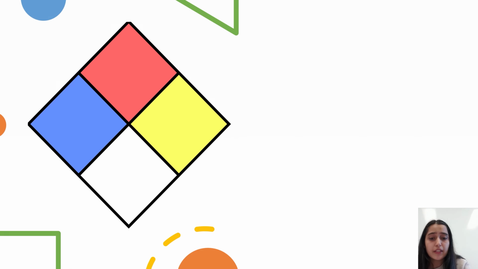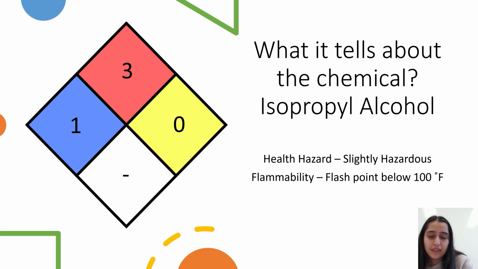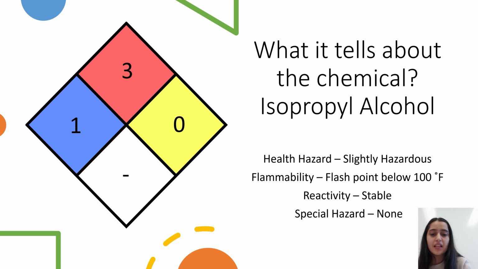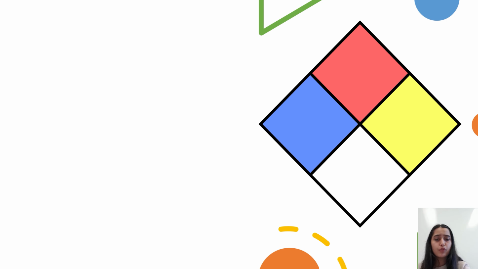Now, I would like you guys to pause this video and look at the NFPA symbol of isopropyl alcohol and try to analyze it using the numbers written. This is what these numbers mean. I hope you got it right. This simple and easy to understand NFPA label gives you ample information about the risks of hazardous materials. One should always look for these labels to know their properties and always remember that your safety is in your hands while working with hazardous materials.